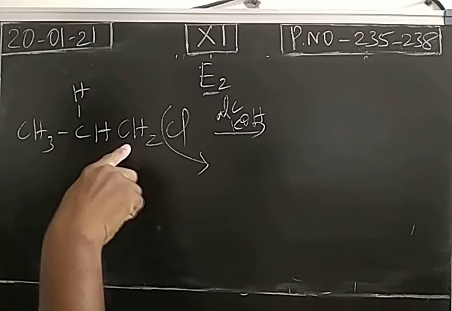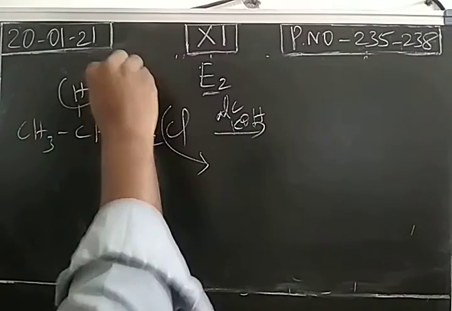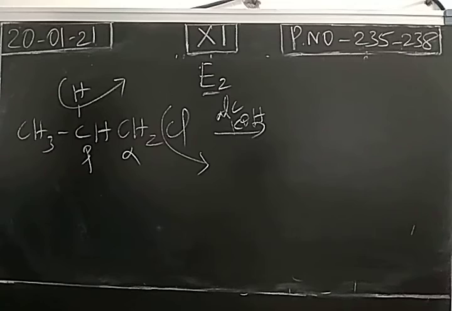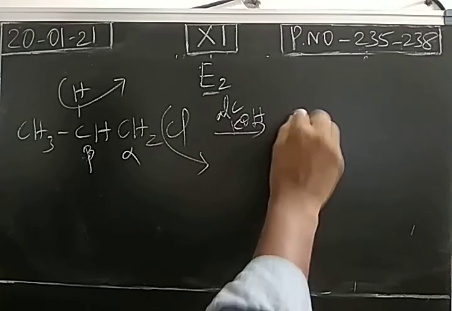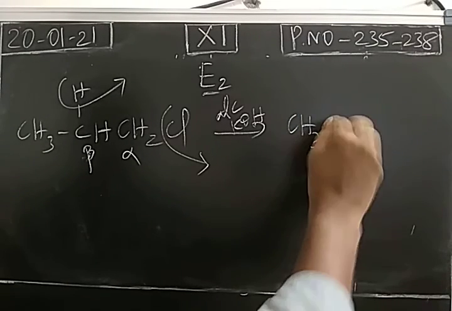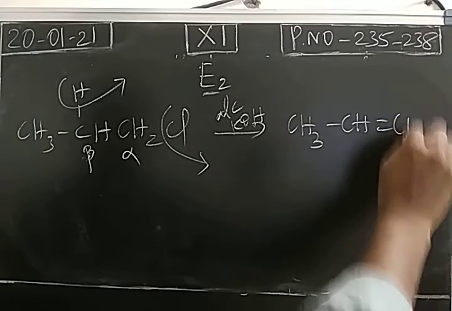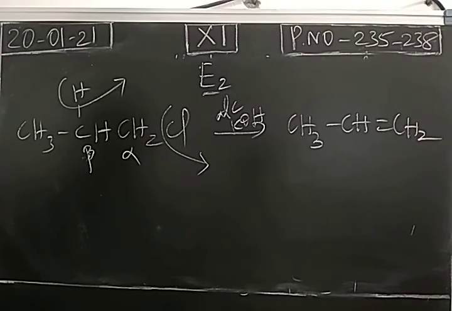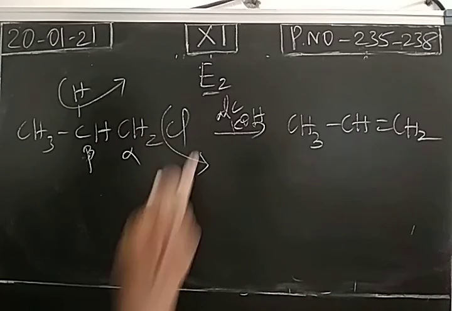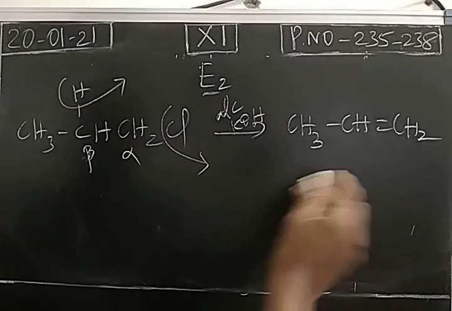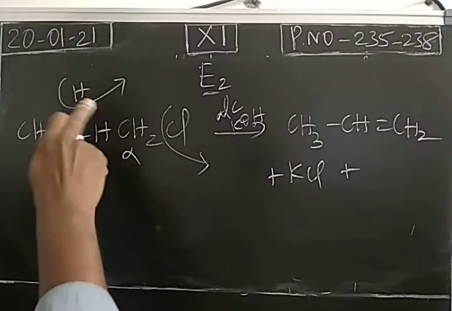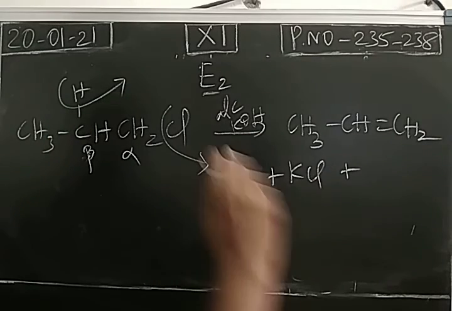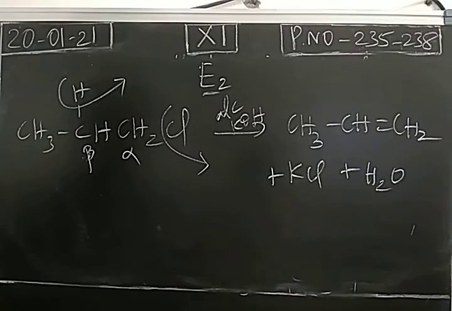Halogen will leave from the alpha position, hydrogen will leave from the beta position. So this is beta elimination or dehydrohalogenation. We will get an alkene. So we will get propene as the product. Cl minus will combine with K plus, it forms potassium chloride. H plus will combine with this OH minus, it forms water.